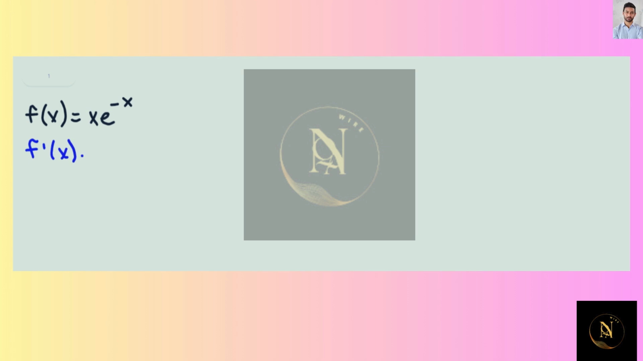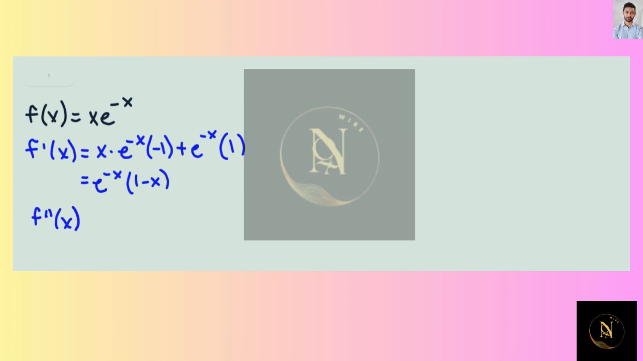We need to use the product rule. So we have the first, x, times the derivative of the second, e to the opposite of x times negative 1. We got that from the chain rule. Plus the second, e to the opposite of x, times the derivative of the first, 1. Okay, we can factor e to the negative x out of both of those, and we have e to the negative x times 1 minus x. That's our first derivative. Now let's move on to the second derivative.